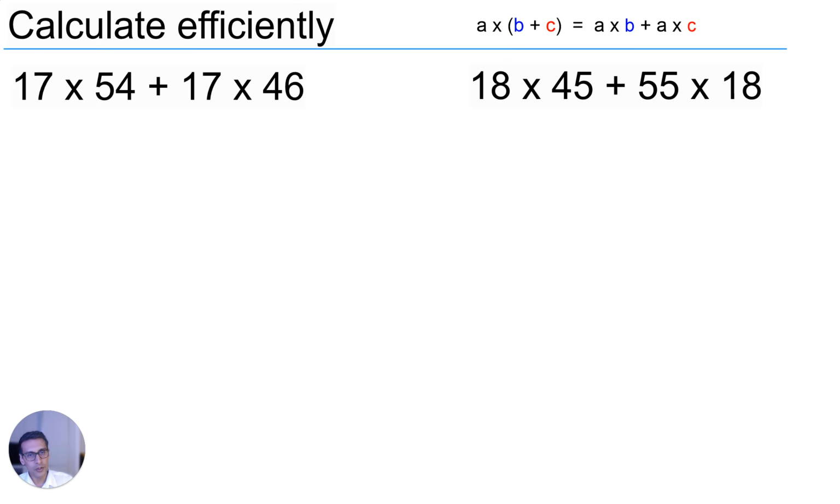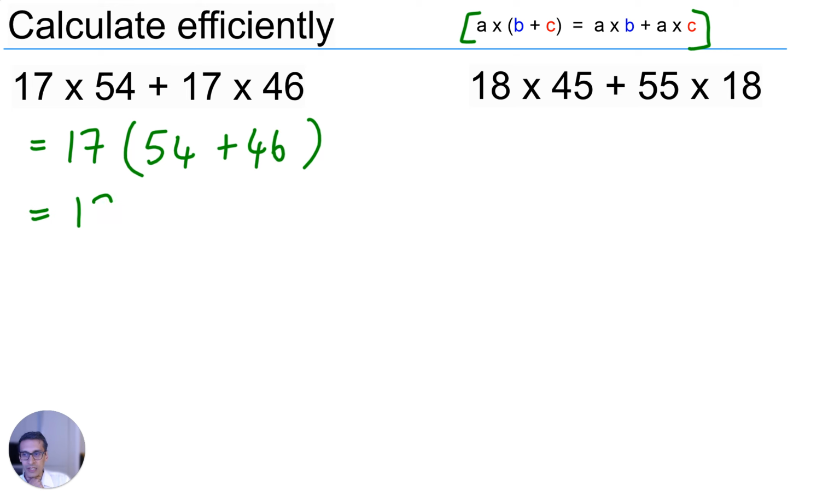And we're going to move on to some practice questions here about working efficiently with these questions which look really tricky. They look quite hard. We're going to just use the distributive law of multiplication to make them a bit easier to do. So 17 lots of 54 plus 17 lots of 46. Let's see if we can use the distributive law to work this out easily. So this is the same as 17 lots of brackets 54 plus 46, and that's a lot easier to do.